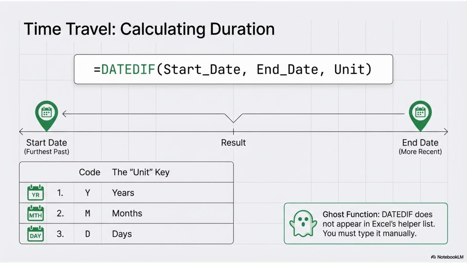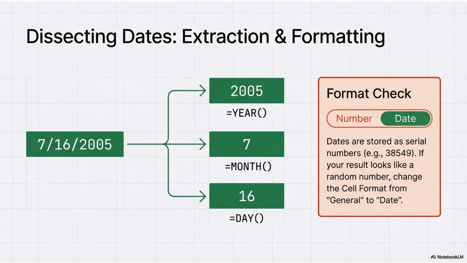Time travel, calculating duration. To find the difference between two dates, we use the ghost function, DATEDIF. It's called a ghost function because it doesn't appear in Excel's helper list. You must type it manually. Syntax: equals DATEDIF, start date, end date, unit. Units use Y for years, M for months, or D for days.